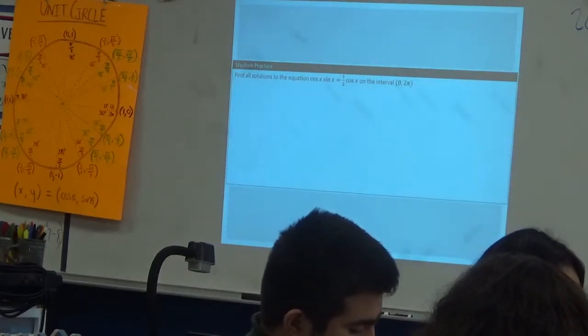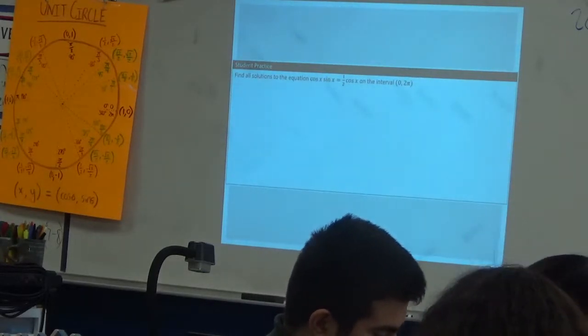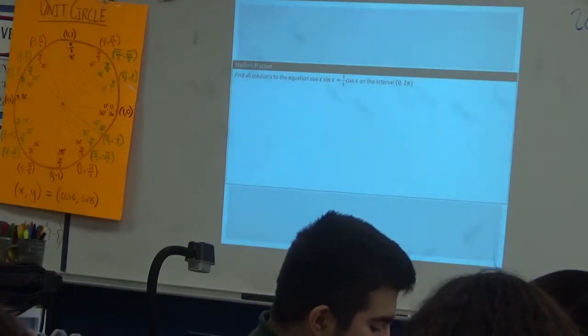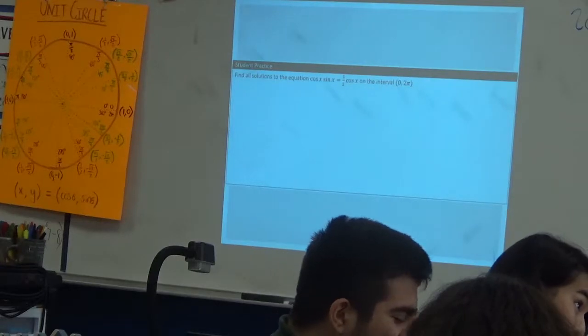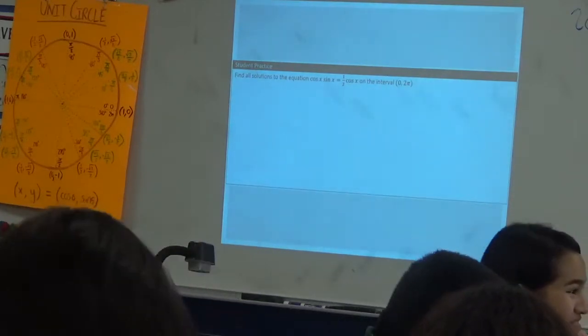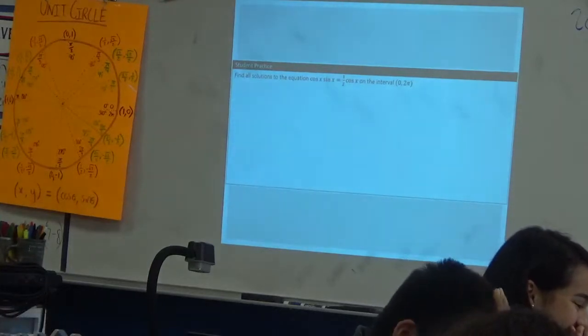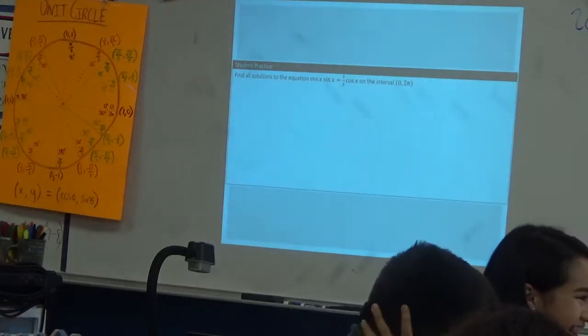Great. So now this separates the times something times something else to get me 0. Either this thing has to be 0, so let's set that equal to 0, or this thing has to be 0. And now you get two separate problems. Mine is cosine.